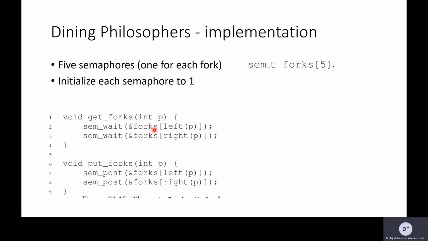If any of those forks were busy, then the sem wait function on that fork will block, and get forks will not return, and that philosopher will wait until some other thread that is holding the fork calls sem post in its put forks and releases the fork. Only then will we be able to acquire the fork, and this get forks function will return.